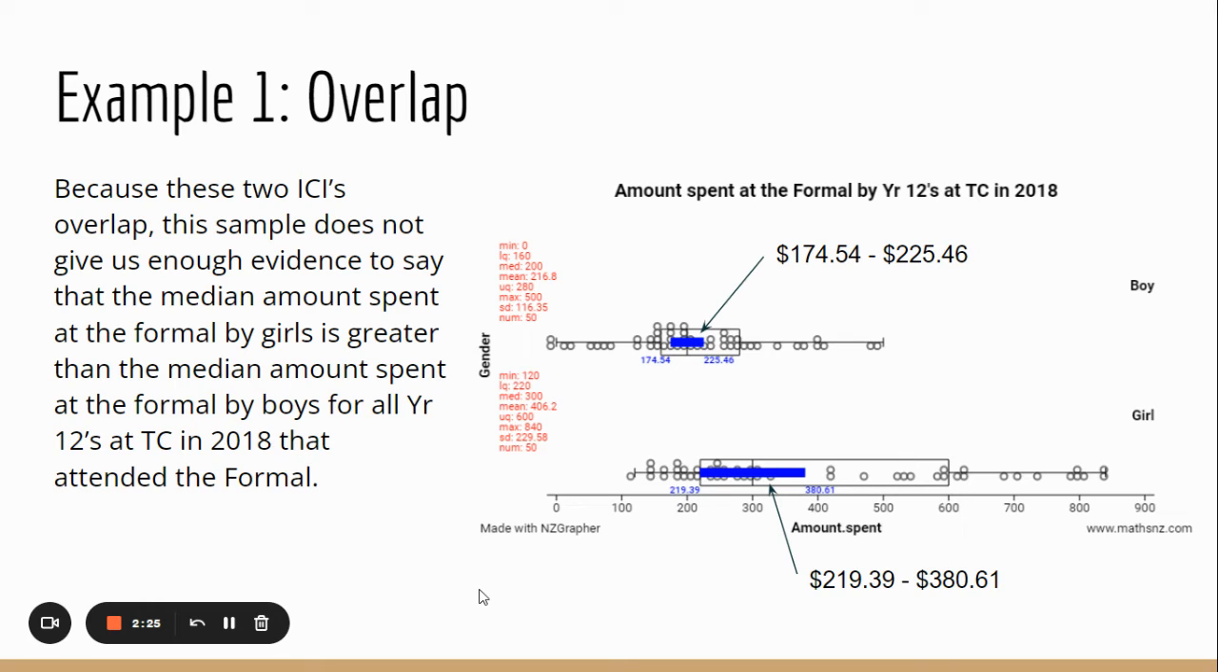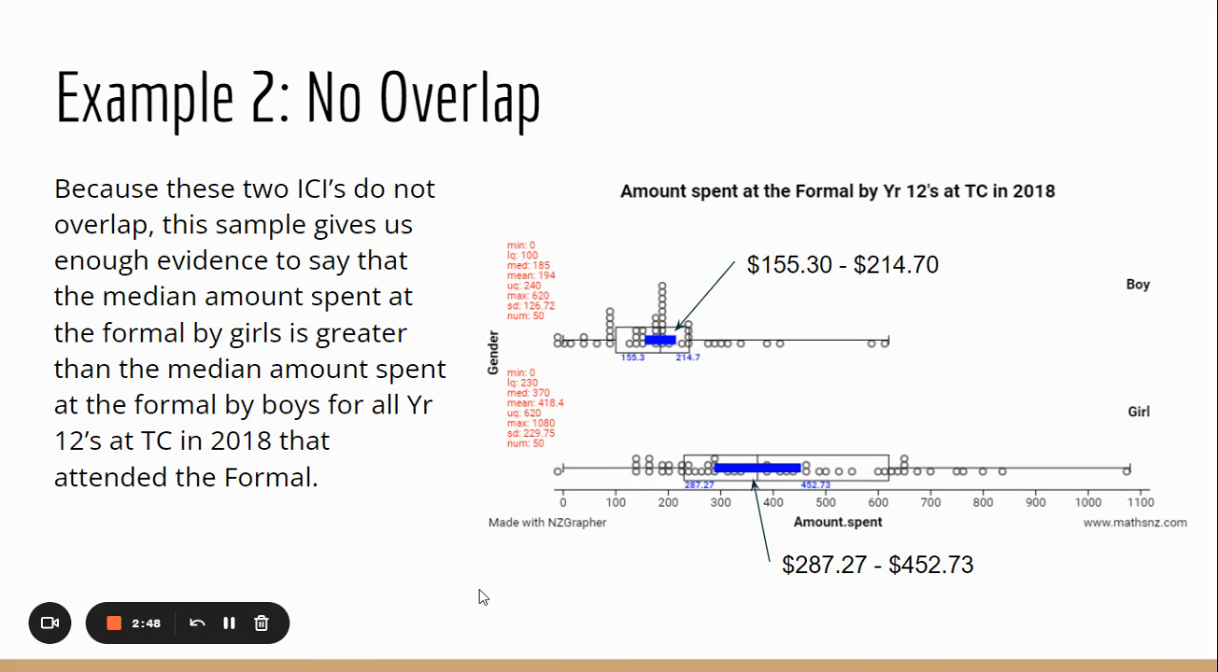Because these two ICIs overlap, the sample does not give us enough evidence to say that the median amount spent at the formal for girls is greater than the median amount spent at the formal for boys for all students in Year 12 at Tawa College that attended the formal in 2018. All right, we cannot make that call.